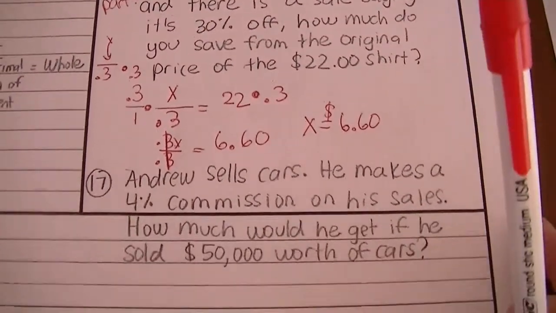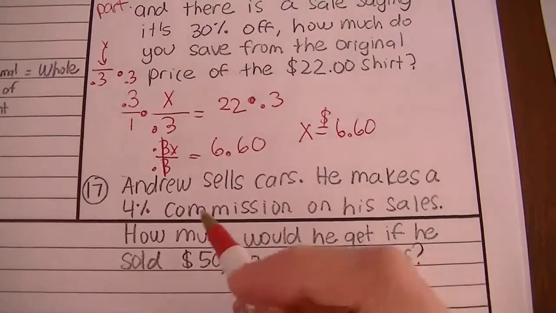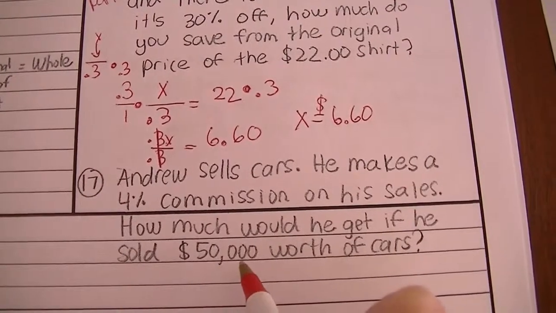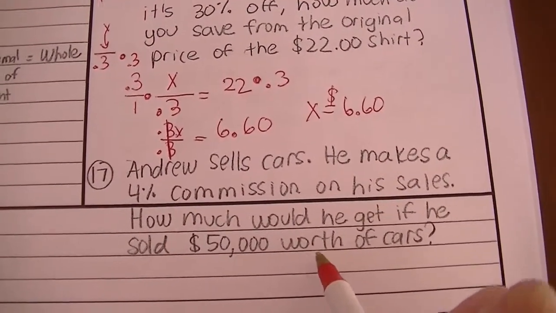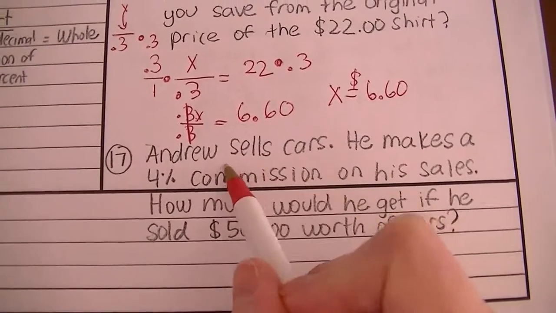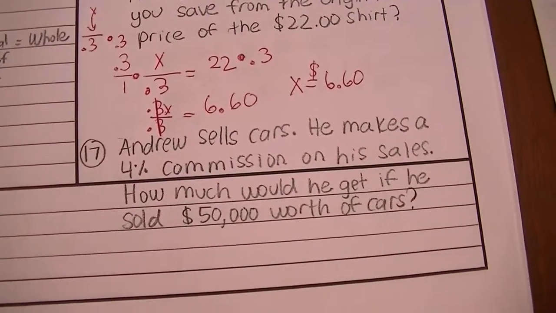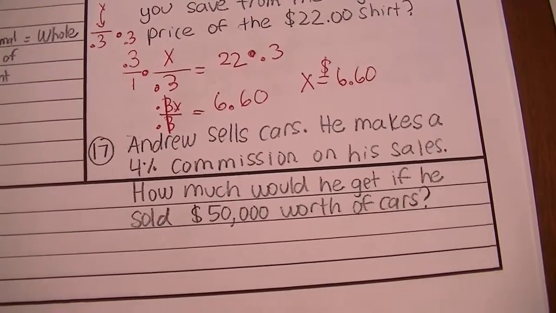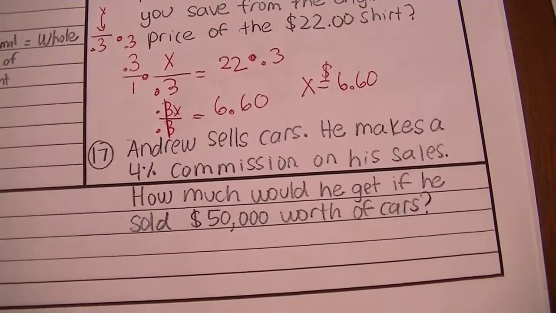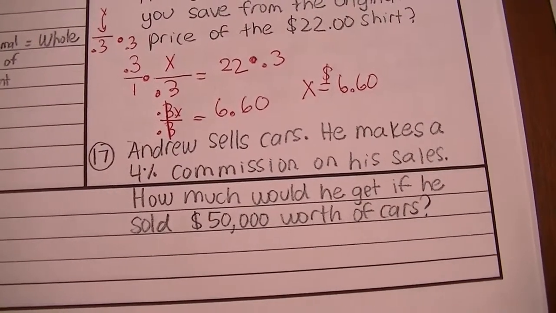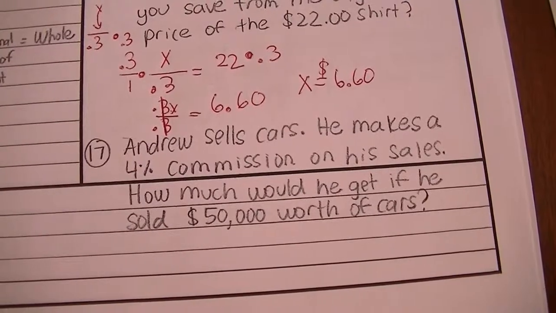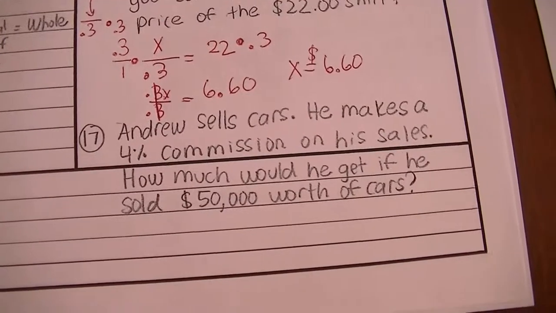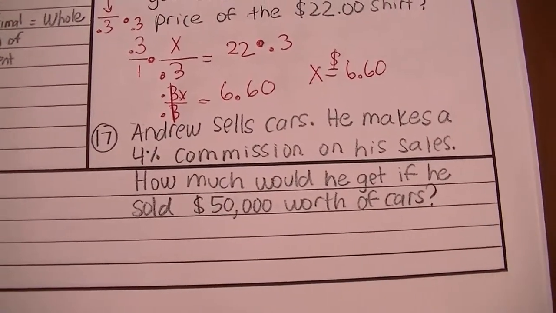Number 17. Andrew sells cars. He makes a 4% commission on his sales. How much would he get if he sold $50,000 worth of cars? So I'm going to talk about this word commission. When people work in sales, they earn some money for selling you something. A lot of times in car dealerships, those people that sell you the car get a percentage of the sale. So when you buy it, they get a little bit of that money because they were the ones that, I guess, sort of convinced you to purchase that vehicle, okay?